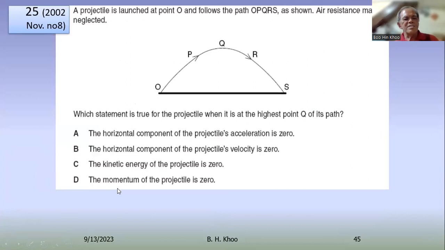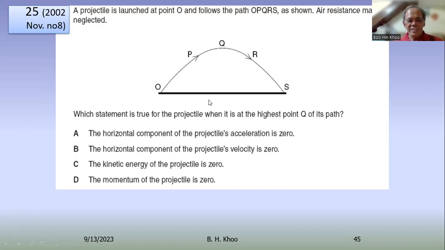Okay, let's try it. This is 2002 November, number 8. The question: a projectile is launched at point O and follows the path OPQRS, as shown. Air resistance may be neglected. Which statement is true for the projectile when it is at the highest point Q of its path? The horizontal component of projectile acceleration is 0. Is it correct? Acceleration doesn't switch off. It's always there. It never goes to 0.